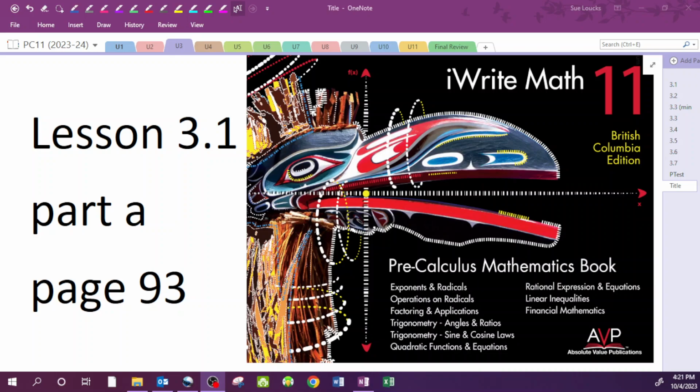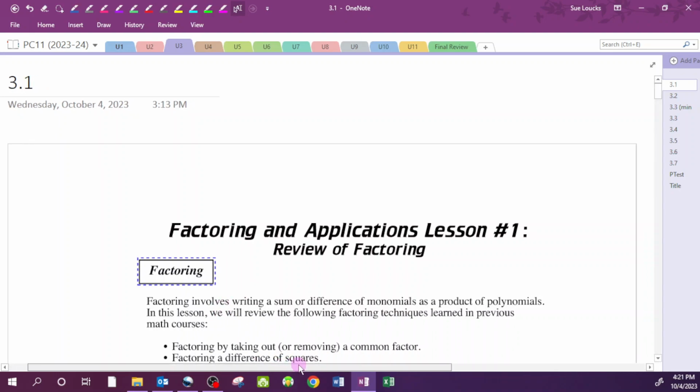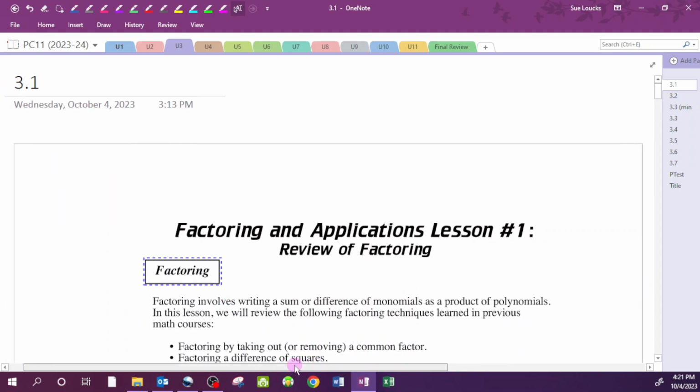This is lesson 3.1 for Pre-Cal 11, starting on page 93. We're talking about factoring and applications of factoring, and we're going to start with a review of factoring that you learned in grade 10. So, two things to know about factoring.